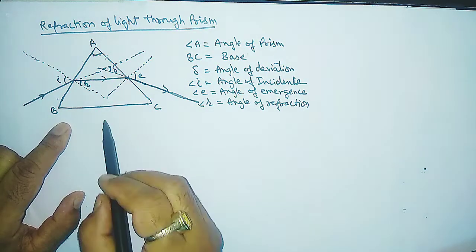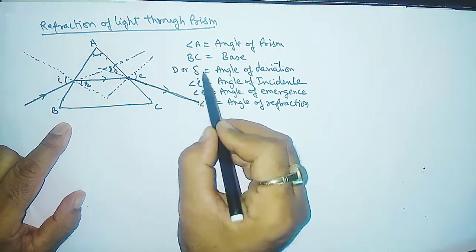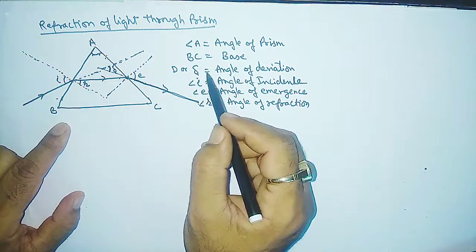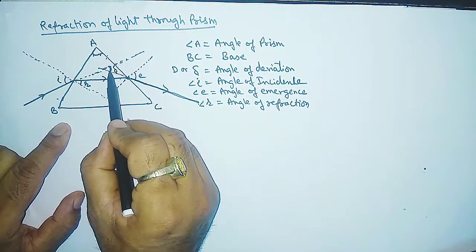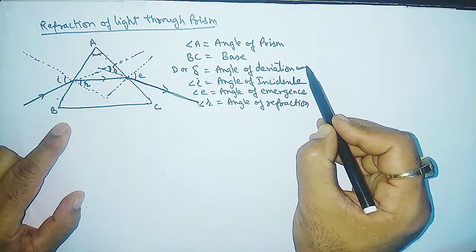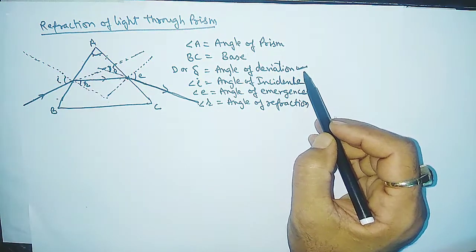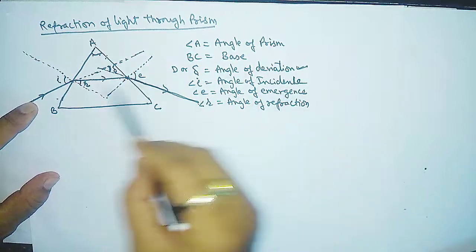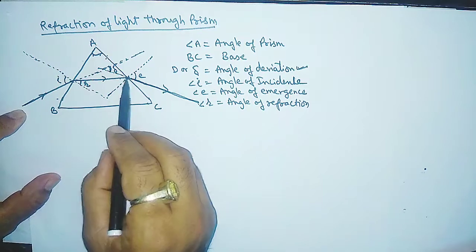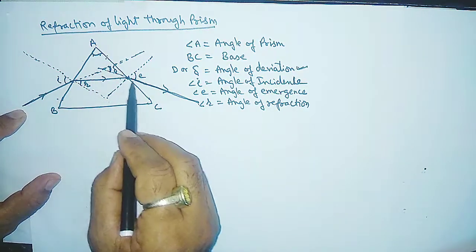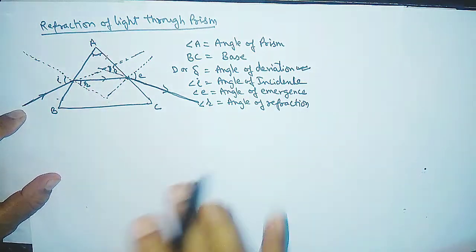So we have to remember all these. In your book it is denoted by D also, and here we are writing del. Both things are the same. This is the angle of deviation. I repeat again, it is very important from the exam point of view. What is the angle of deviation? The angle of deviation is the angle between the incident ray and the emergent ray. So this angle is known as the angle of deviation.